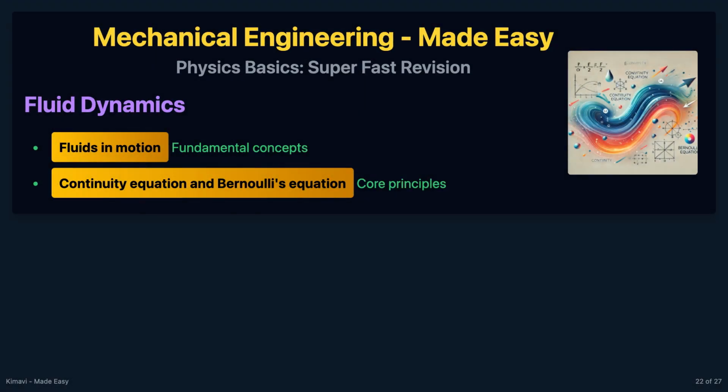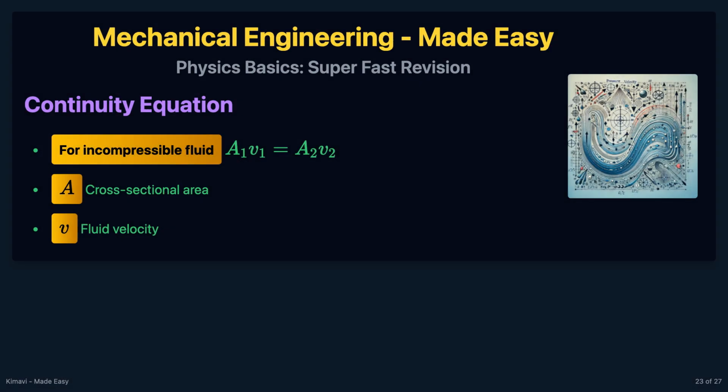Fluid dynamics deals with fluids in motion. The continuity equation and Bernoulli's equation are fundamental principles in fluid dynamics. The continuity equation states that for an incompressible fluid, the mass flow rate must remain constant from one cross-section of a pipe to another. Mathematically, it is expressed as A1V1 equals A2V2, where A is the cross-sectional area and V is the fluid velocity.